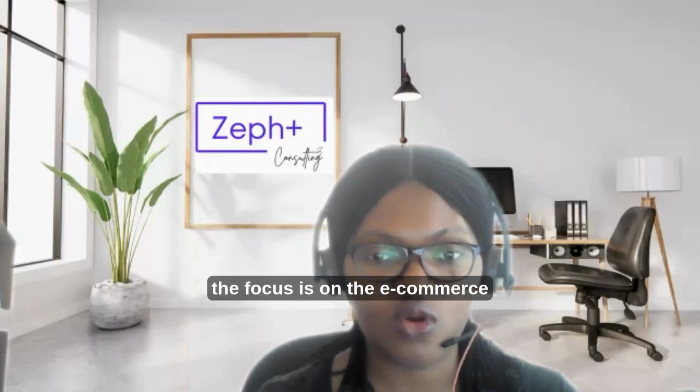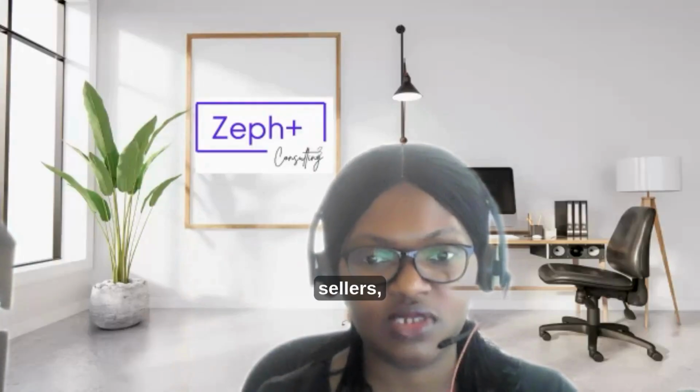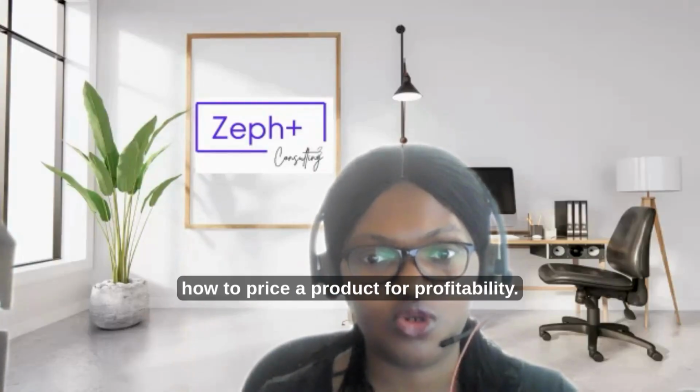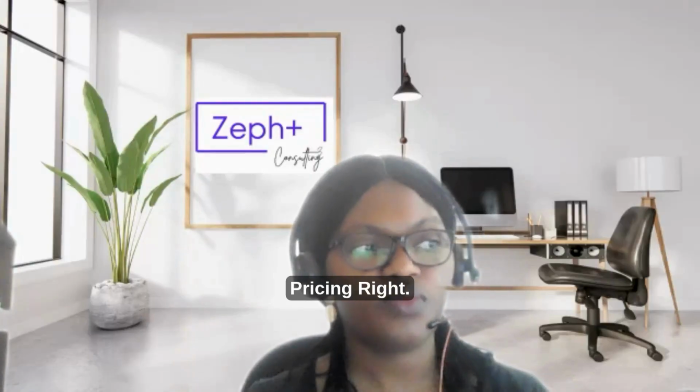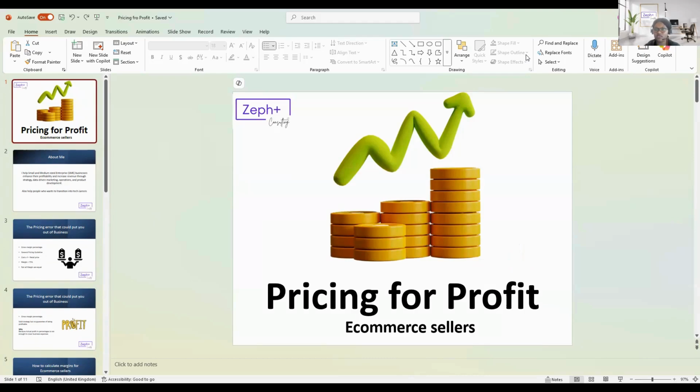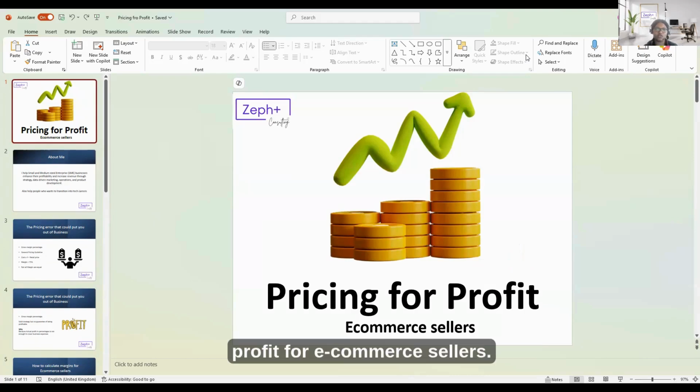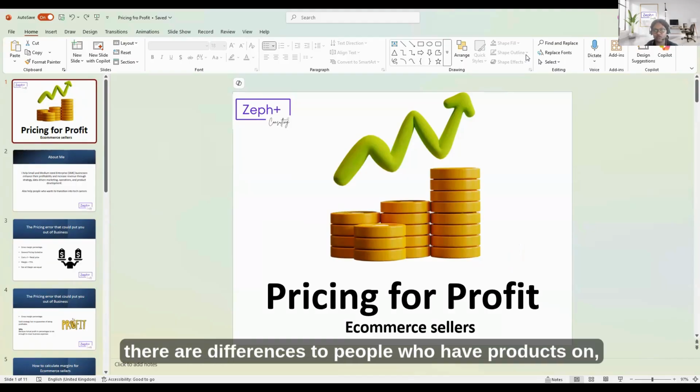I remember the focus is on e-commerce sellers, how to price your product for profitability. Pricing for profit for e-commerce sellers. People who sell online are different to people who have products in the shops. And what's the difference between these two people?